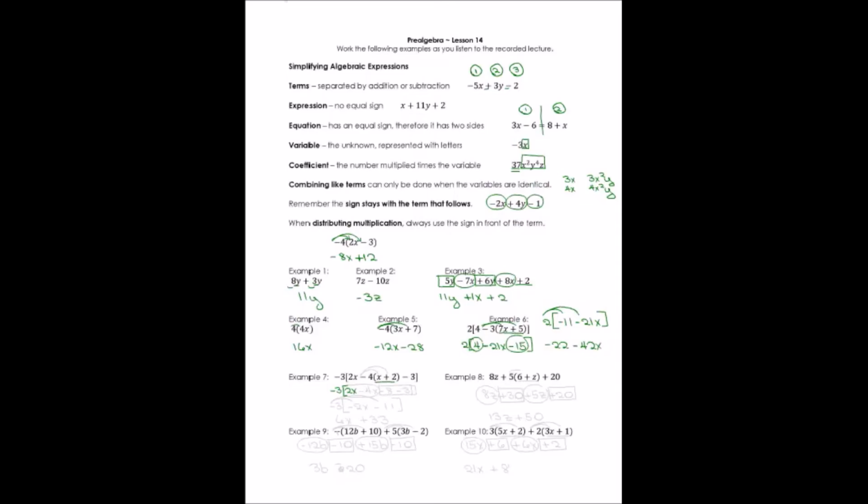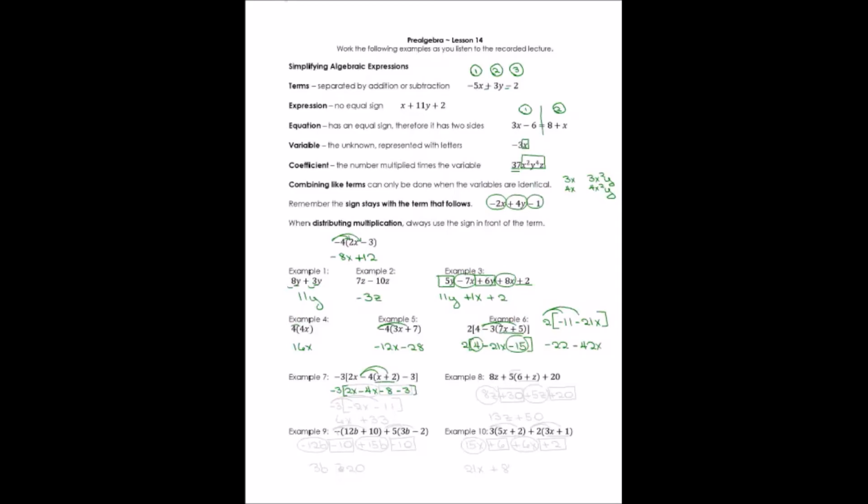So I write down negative 3 times 2x, and then I'm going to say negative 4 times x. That gives me a negative 4x. Then I say negative 4 times positive 2. That gives me a negative 8. Everything else in the problem, I just write down.